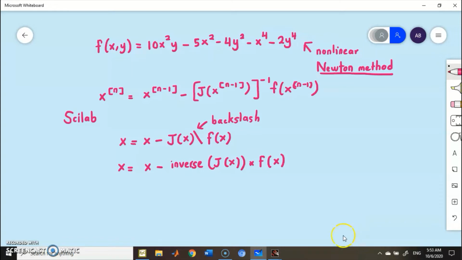Now how do you find this? If you look at the question here, it has x and y variables, and we need to find J. I didn't say what J is. J is the Jacobian matrix. For a two-dimensional system with x and y, the Jacobian matrix will be a 2 by 2 matrix. The Jacobian consists of the derivatives of the given function with respect to x and y.